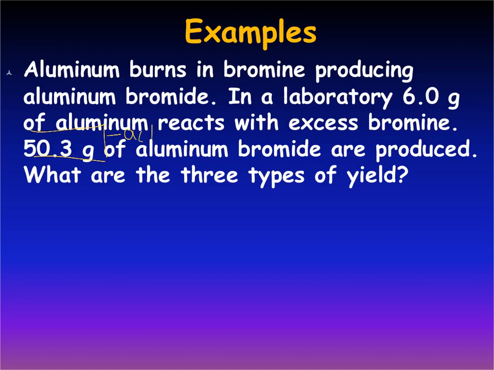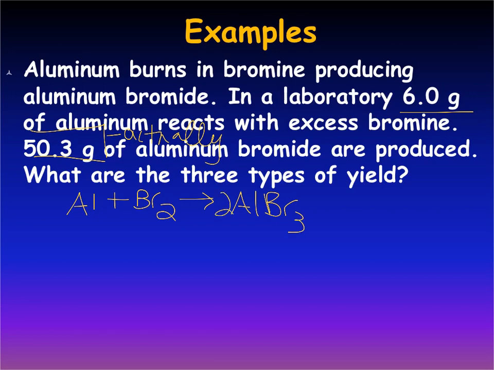All right, so hopefully you realize that this 50.3 right here, that is our actual yield. That's what actually happened in lab. Now, I need to do some stoichiometry to get the theoretical yield. First off, we need a balanced equation. So we've got aluminum plus bromine, which is a diatomic, makes aluminum bromide. Now make sure your equation is balanced. All right, there we go.